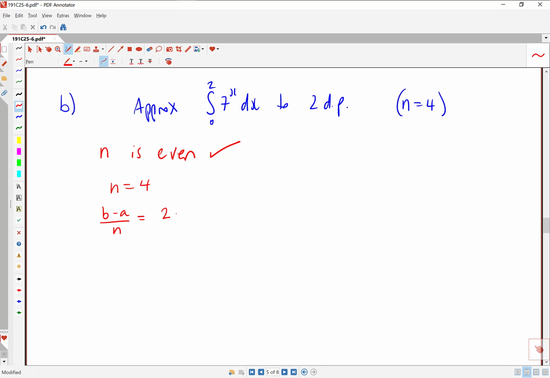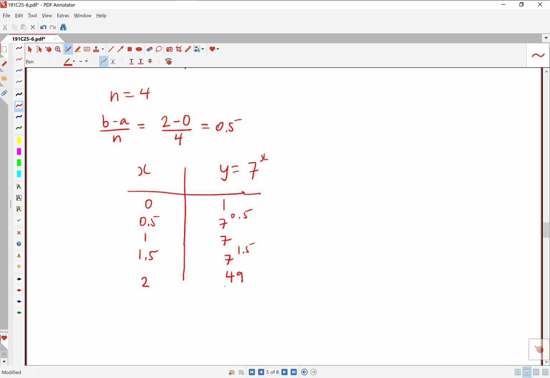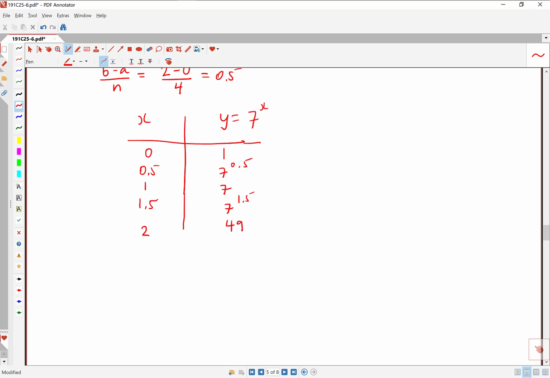So I'll just go over that part again. 2 minus 0 over 4 gives us 0.5 for our step size. And you still build the table of values also in exactly the same way as before. So all of that stuff just recopied from part A. So the difference is that now we're going to be using Simpson's rule. So we're going to say the integral that we're trying to approximate.